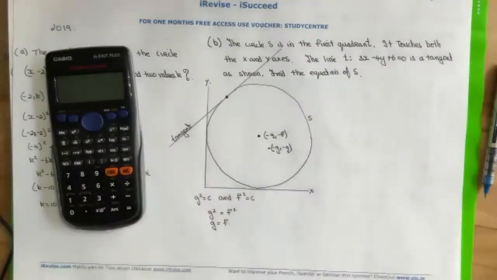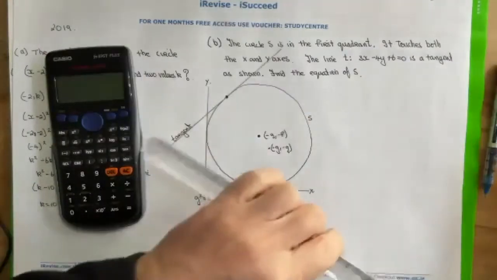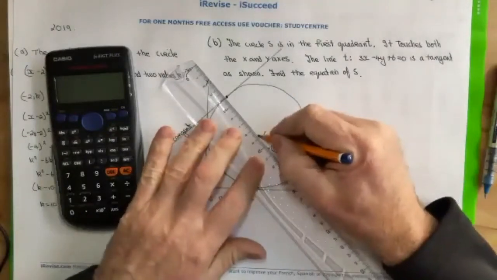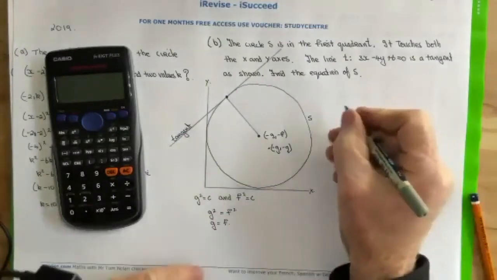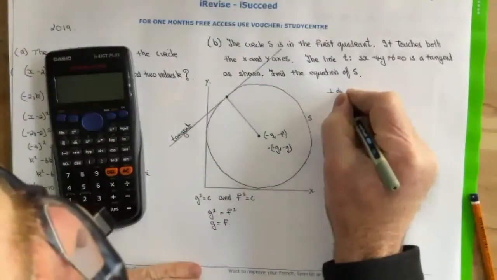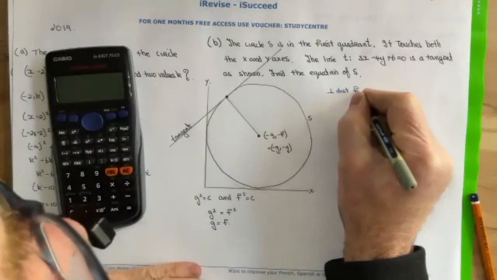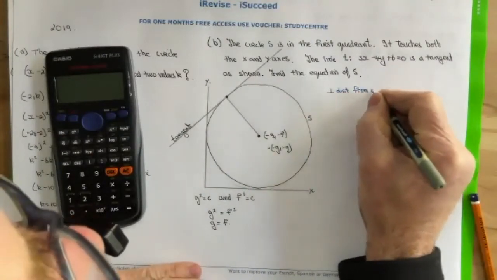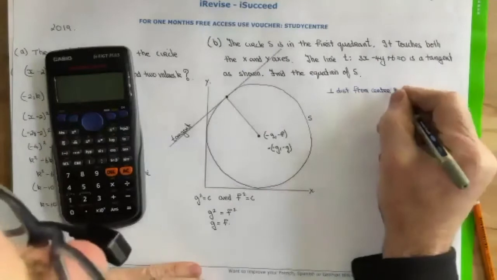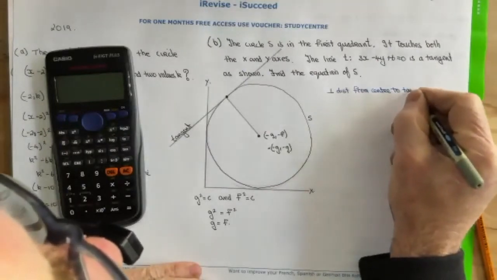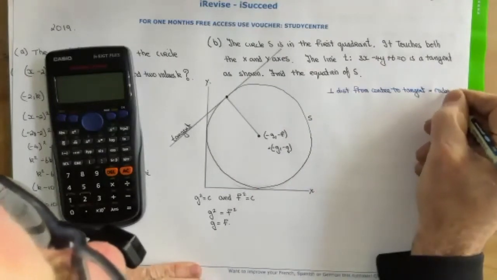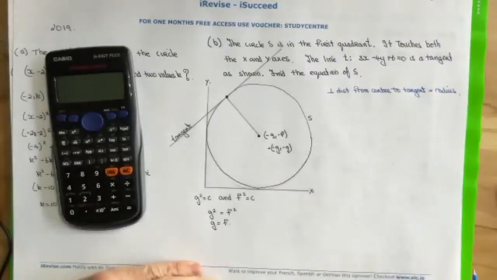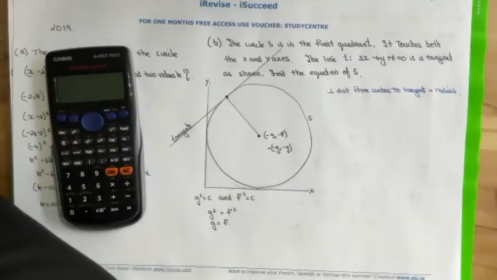This line is a tangent. Now I'm telling you, they love tangents in your exams. So because the line is a tangent, I have only one option I can say. I can say the perpendicular distance from the center to the tangent is equal to the radius. And I have no other option. That's the only bit of theory if it's a tangent.